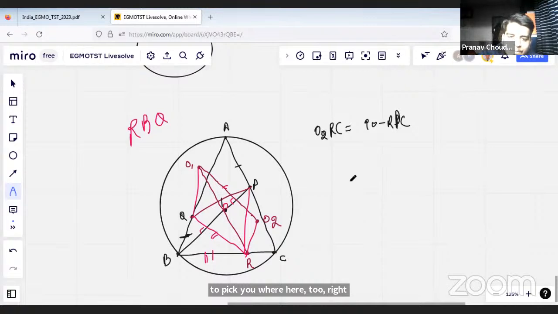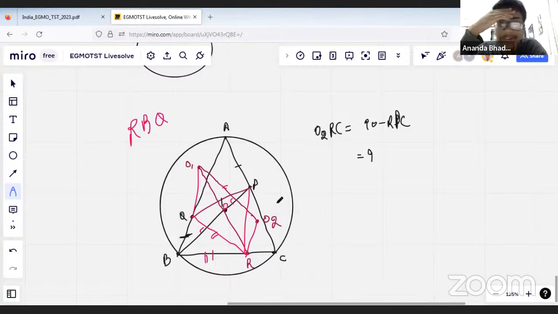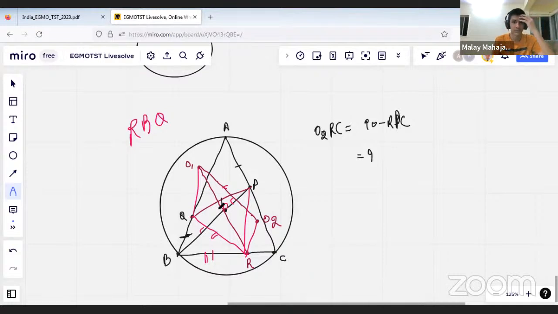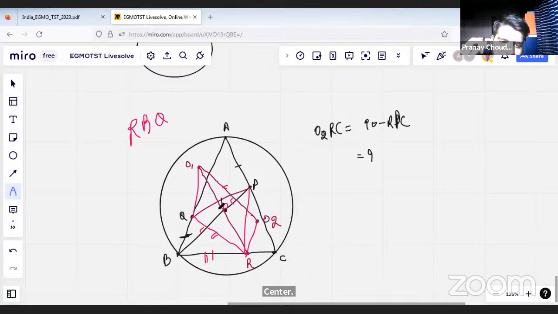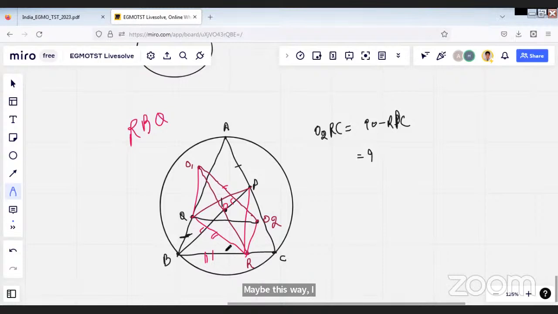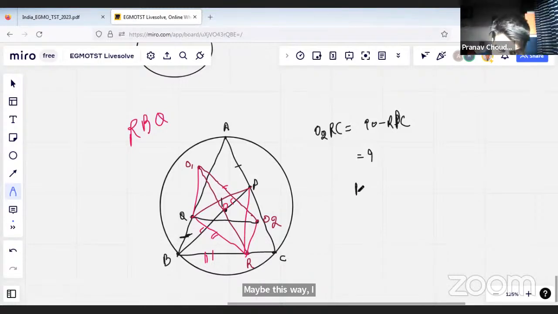Okay. RPC. Oh, O is the orthocenter of PQR. That doesn't help, but yeah. Orthocenter. Yeah, but still, how do you find RPC? Wait, maybe we are looking at the wrong angles. We can maybe try to show O1QP. Maybe this way, right? I guess BO2O1 is not easier. Oh, which one? O2O1.